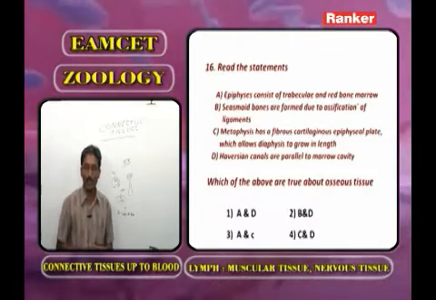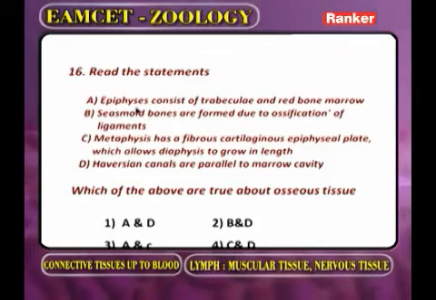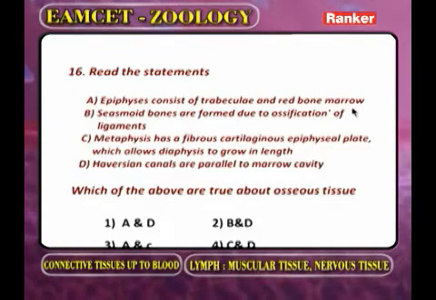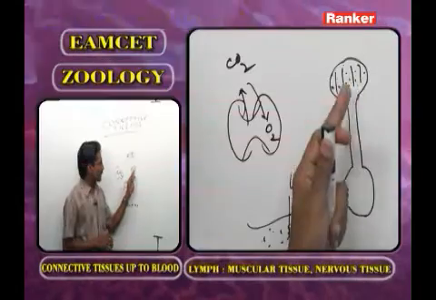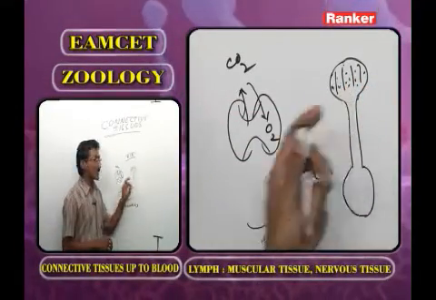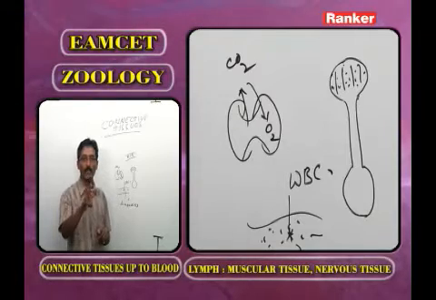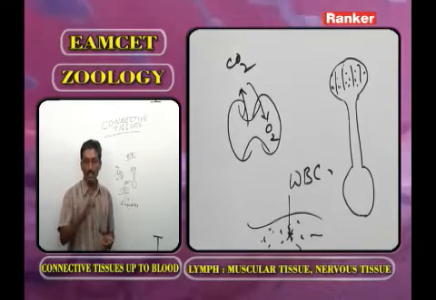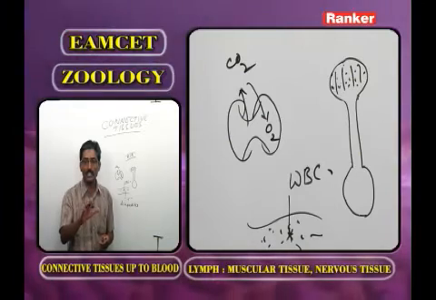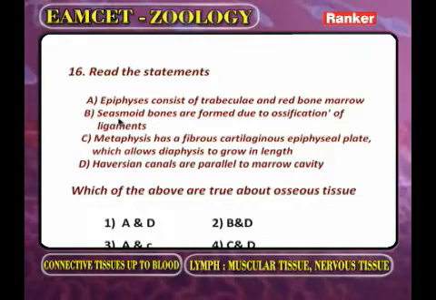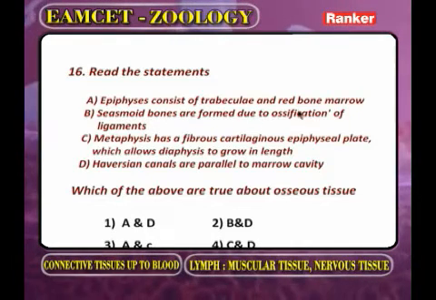Now you have to read the first statement. Epiphysis consists of trabeculae and red bone marrow. Now you observe the long bone. In the long bone, this solid part is called the epiphysis. In the epiphysis, what are present? Trabeculae and hemopoietic tissue. That hemopoietic tissue we call red bone marrow. So epiphysis consists of trabeculae and red bone marrow. 100% correct statement.